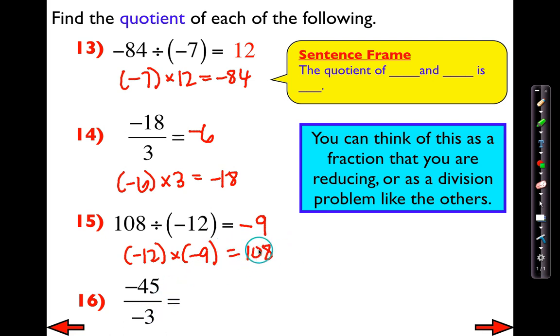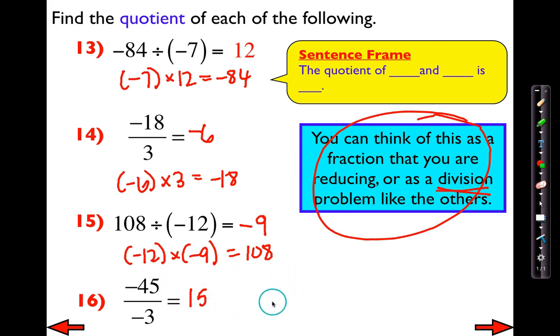Now, last but not least, please remember again that a fraction can be thought of as division. So here, what times negative 3 gives a negative 45? I'm going to have to go with, let's see, 15. It should be negative or positive. Well, let's check. Positive 15 times a negative 3 is going to give me negative 45. So I'm going to go ahead and stick with the positive number. I can further prove it by saying, hey, negative 3 times 15 does give me a negative 45.